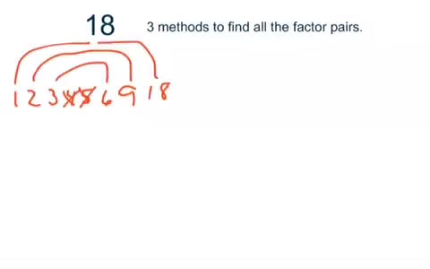So I've made it to the other side of my rainbow, which means I've got all the factor pairs. The reason I like this method so much is because I can always make sure I have them all. Hopefully that method makes sense to you.